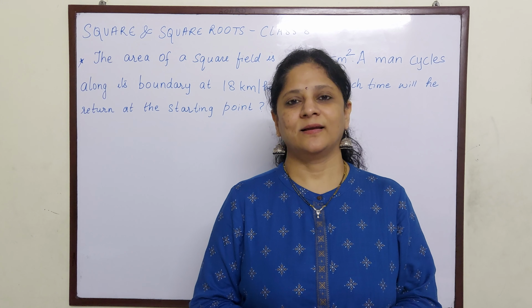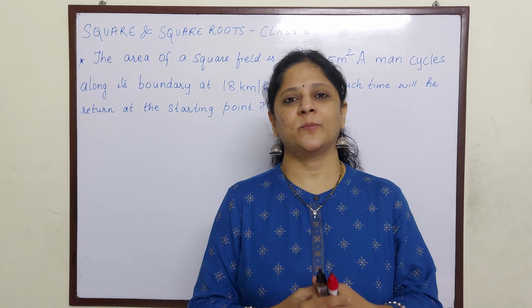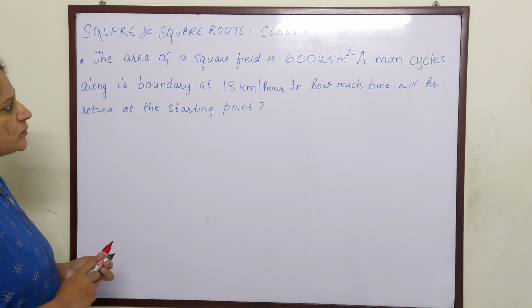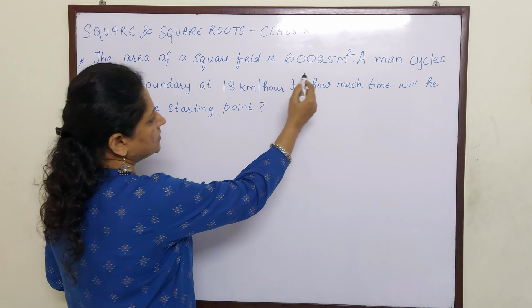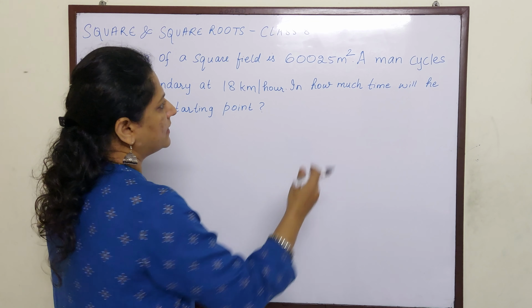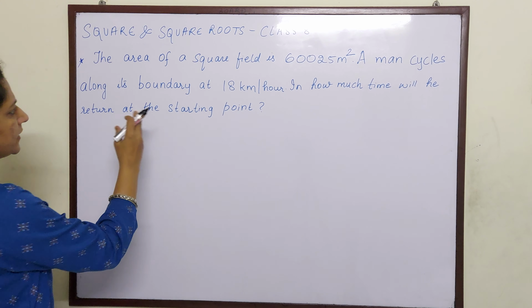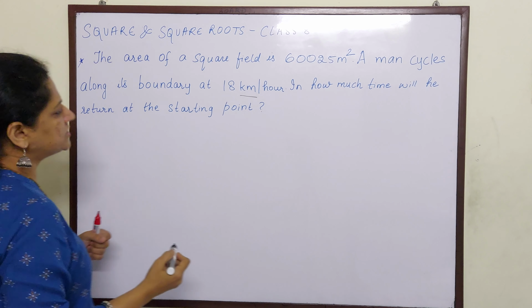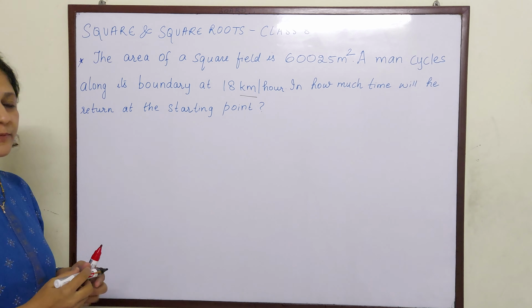Hello children, let us start with one more problem on squares and square roots. The area of a square field is 60025 meter square. A man cycled along its boundary at 18 km per hour. In how much time will he return to the starting point?